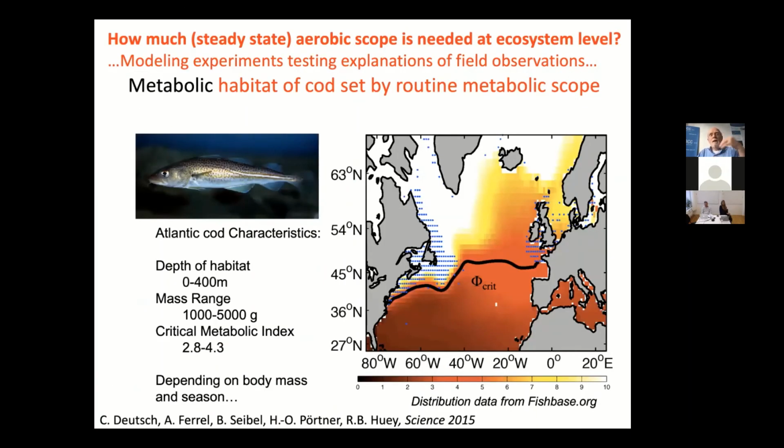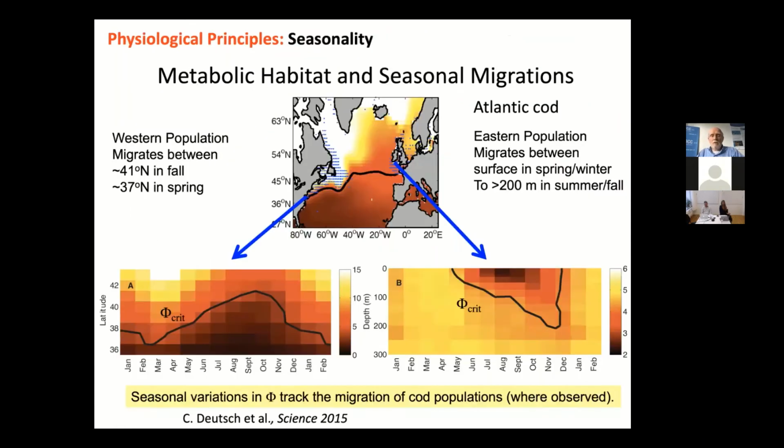What we can say is, if we consider the aerobic principle for animals and their role in routine activity, we can relate that to metabolic habitat and its routine metabolic scope. In the case of cod, we were actually able to qualify the low latitude distribution limit of the species according to its minimum level of needed routine metabolic scope.